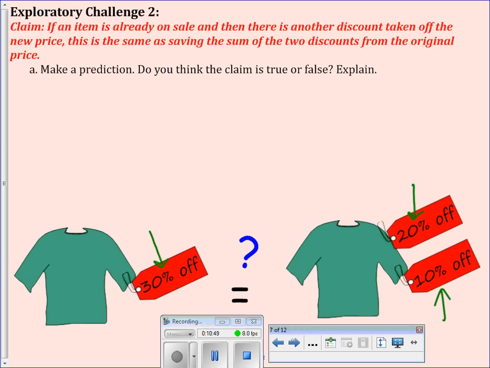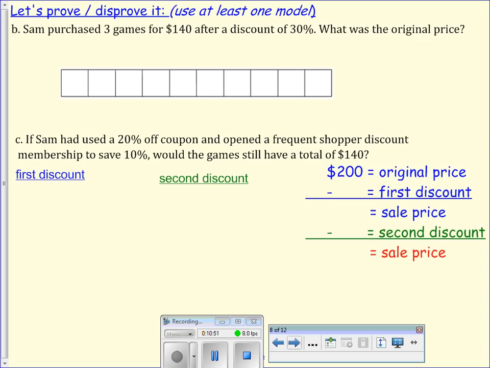All right. So let's take a look. Sam purchased 3 games for $140 after the discount of 30%. So let's be careful when we're setting this up because we want to know the original price. We want to know what 100% was. But now we have to be careful. You could draw this, write this in your notes.